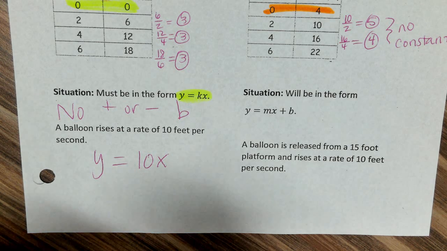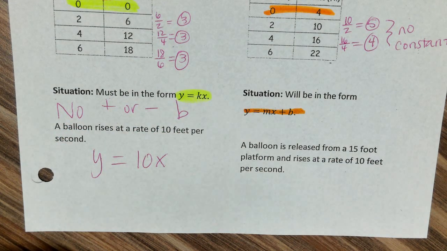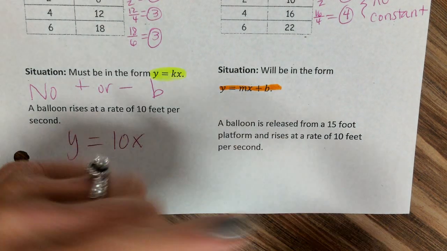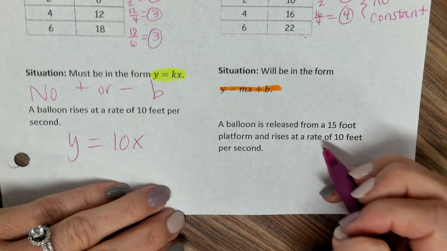However, if it's non-proportional, it will have a plus or minus b. So this one takes that same problem and changes it a little bit. It says a balloon is released from a 15-foot platform and rises at a rate of 10 feet per second. How would I write this equation?